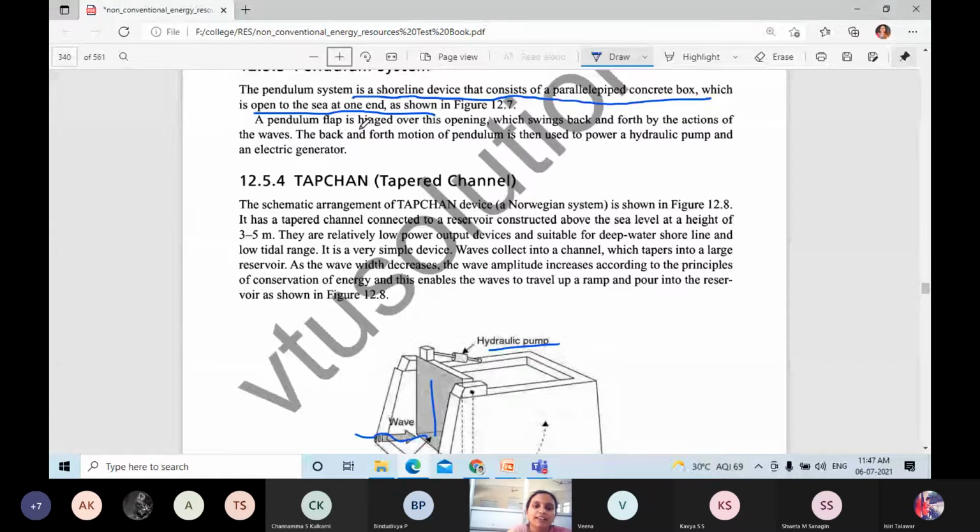The pendulum flap is hinged over this opening and swings back and forth by the action of the waves. The back and forth motion of the pendulum system is then used to power a hydraulic pump and also an electric generator.